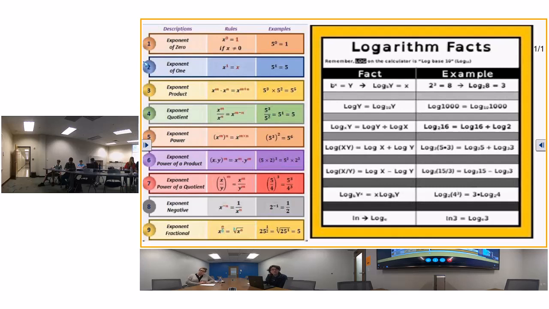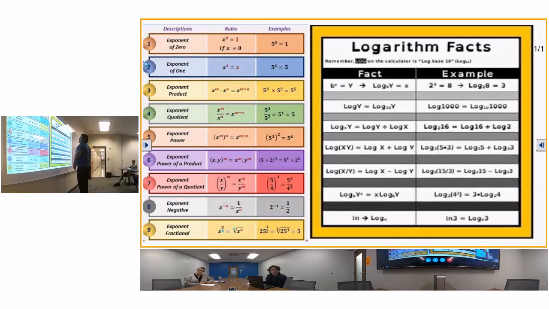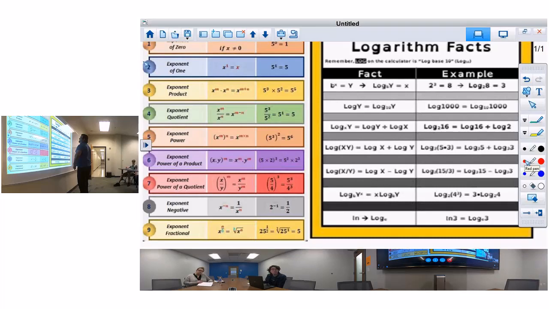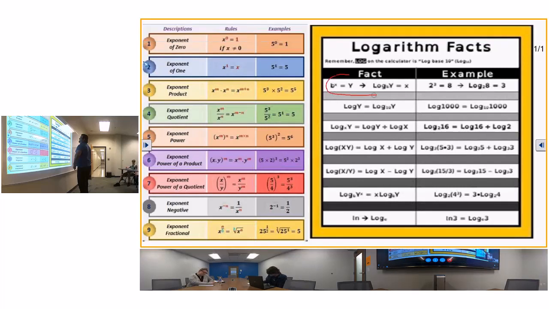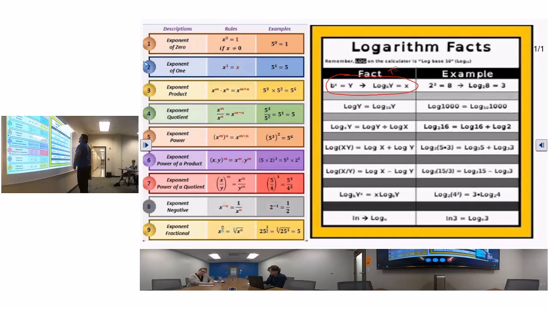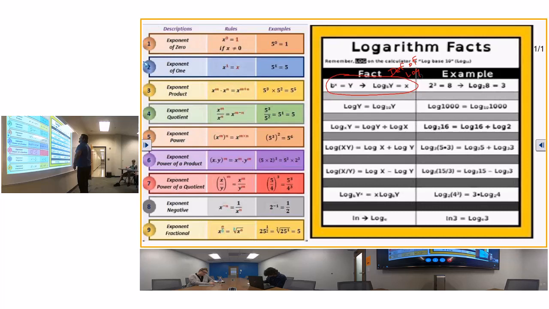B to the x is equal to y. Log base b of y is equal to x. That is the definition of a logarithm. That is very important. Definition of logarithm. That is essential for about 3 sections of your logarithm homework. So you better make sure you understand that one. Basically, you can rewrite an exponent as a logarithm and a logarithm as an exponent.